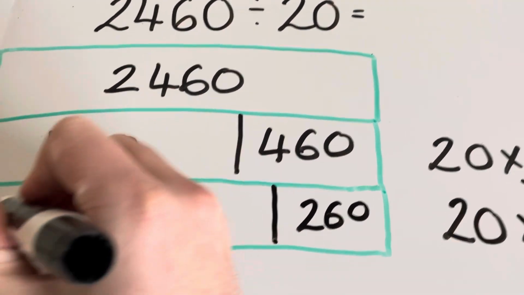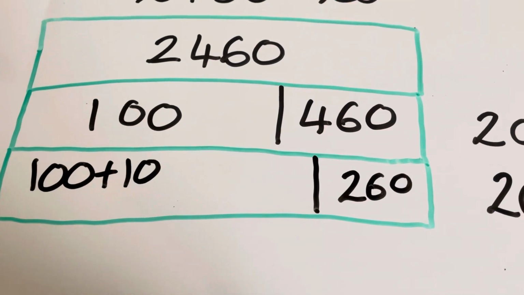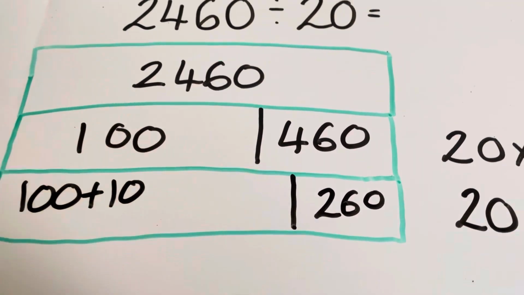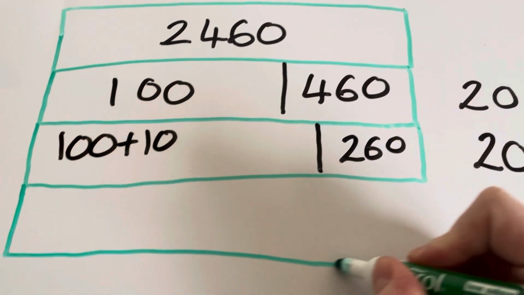And that means I've taken away a group of 100 plus a group of 10. So at the moment I've taken away 110 groups of 20. I've not got rid of it all, but let's see if we can keep going. I'm going to go down again. Some of you will have seen that I could have done this quicker.